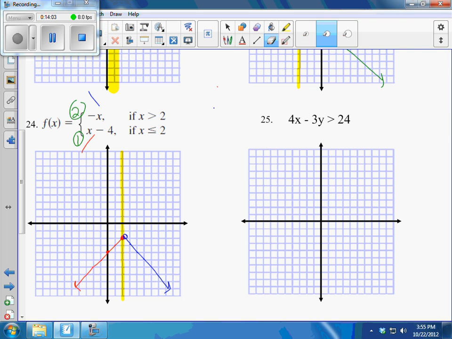And now I'm going to go on to 25. So 25 is just a line. Now, if you guys really want to rearrange it, you can. My suggestion, if you rearrange it, is I would actually add the 3y to the other side.